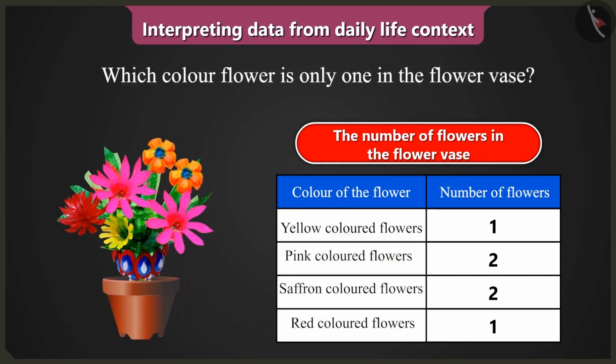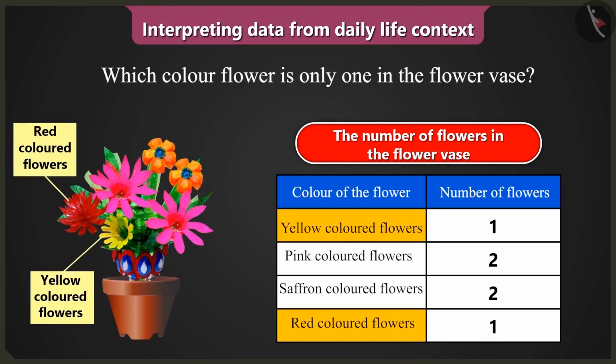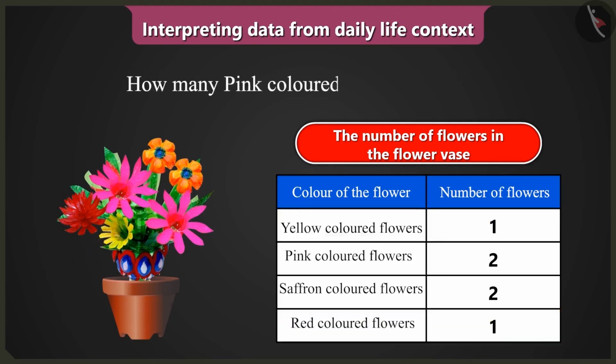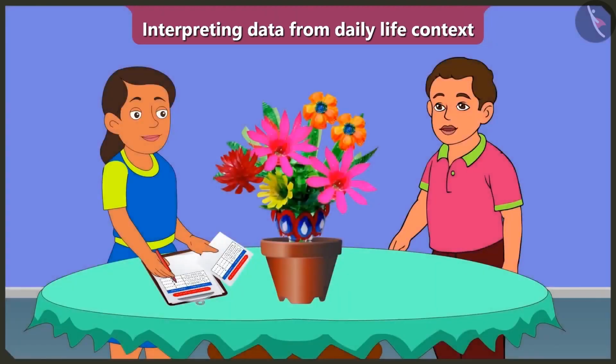Which color flower is only one in the flower vase? Yellow and red colored flowers are 1 each. How many pink colored flowers are there? There are 2 pink colored flowers. Well done, Bubbly. Thank you.